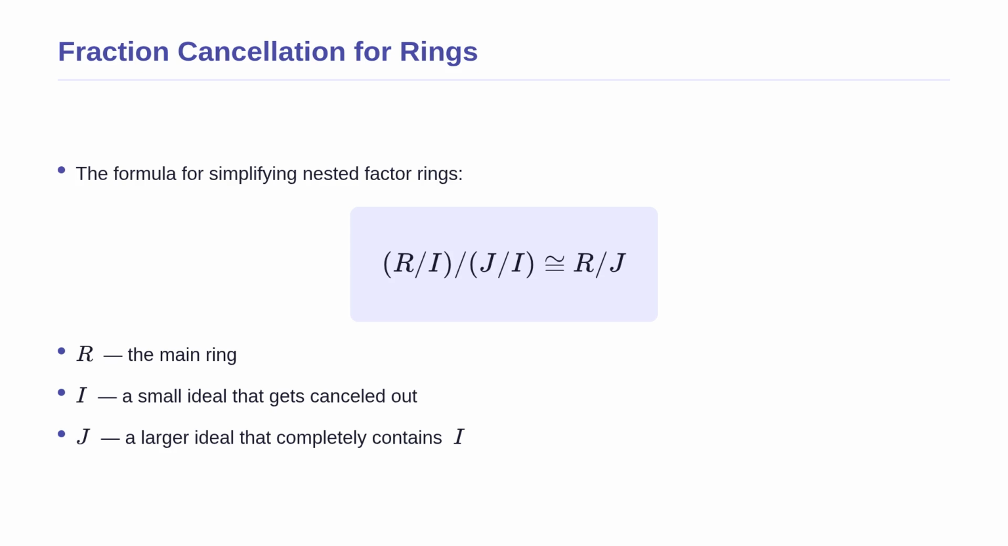In this formula, R is the main ring, I is a small ideal, and J is a larger ideal that completely contains I. The expression R over I is a factor ring, and J over I is an ideal inside that factor ring. The left side of the equation shows a fraction of fractions. The theorem proves that you can cancel out the small ideal I from the top and bottom, resulting in the much simpler factor ring R over J on the right side. If the ideal J grows larger, the resulting factor ring becomes smaller, just like increasing the denominator of a fraction.